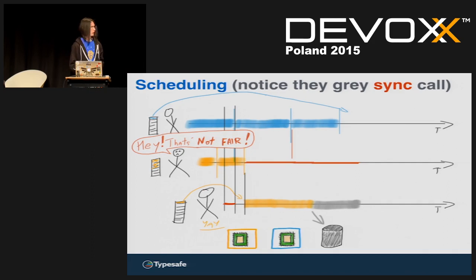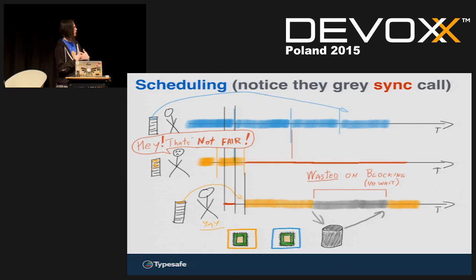But a blocking example is down in the third actor, the gray thing. So let's say I'm writing to disk, or I'm going to a database in a synchronous call. What that means is that this actor is blocking, as in waiting for this thing to complete, and basically wasting time. What do I mean by wasting? Well, I could be doing other things with this thread, because it is not the thread that is doing the work, it is the database that is doing the work, and basically I need to wait for it.